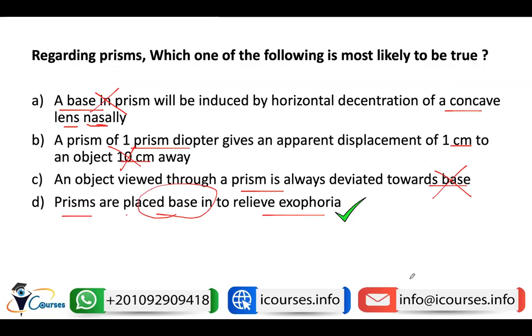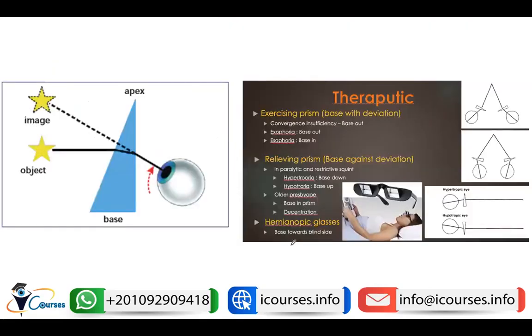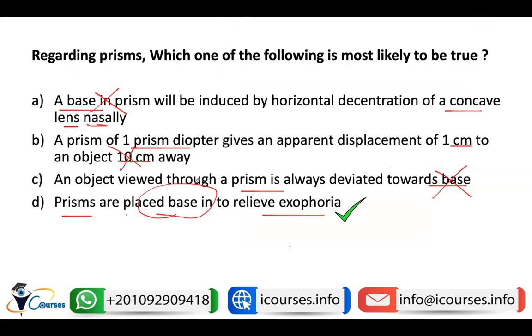The relieving prism is always constructed so that the base will be against the deviation. Here you can see that the eye is deviated toward the apex, and the relieving prism for cases of exo, eso or hypo will have its base against the deviation. So here the deviation is outward, or temporal, so the base will be in.